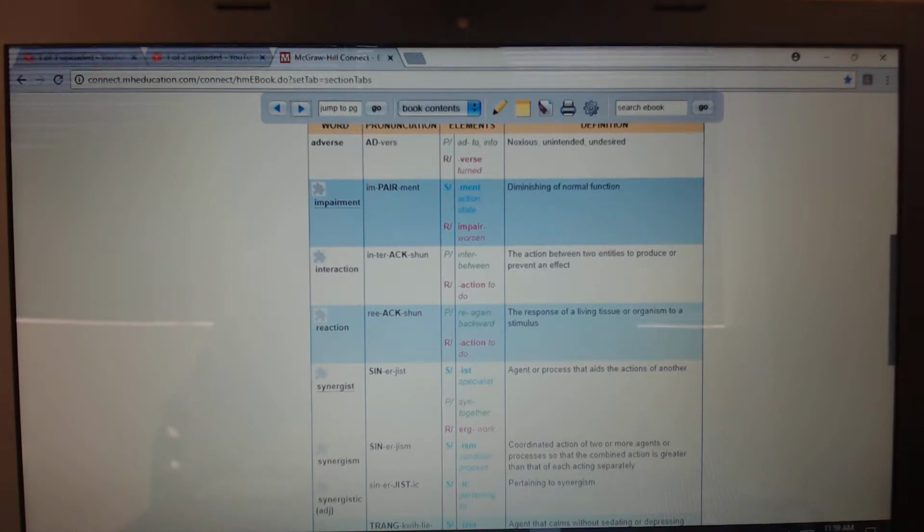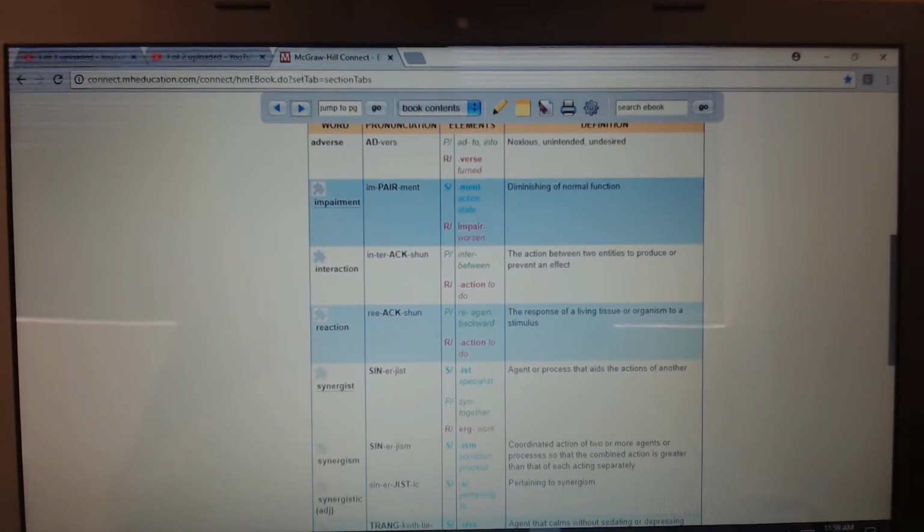Adverse, verse means turned, noxious, unintended, or undesired. Impairment, diminishing of normal function. Impair means to worsen. Interaction, action is to do, the action between two entities to produce or prevent an effect. Reaction, the response of a living tissue or organism to a stimulus.